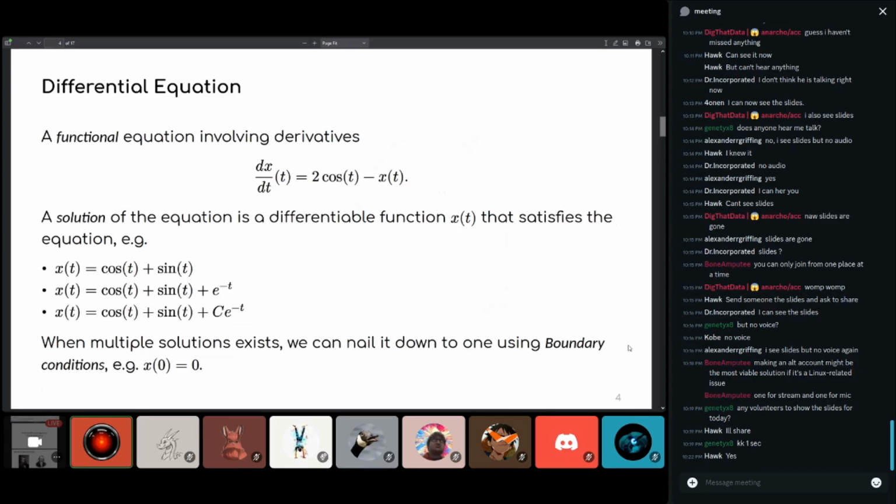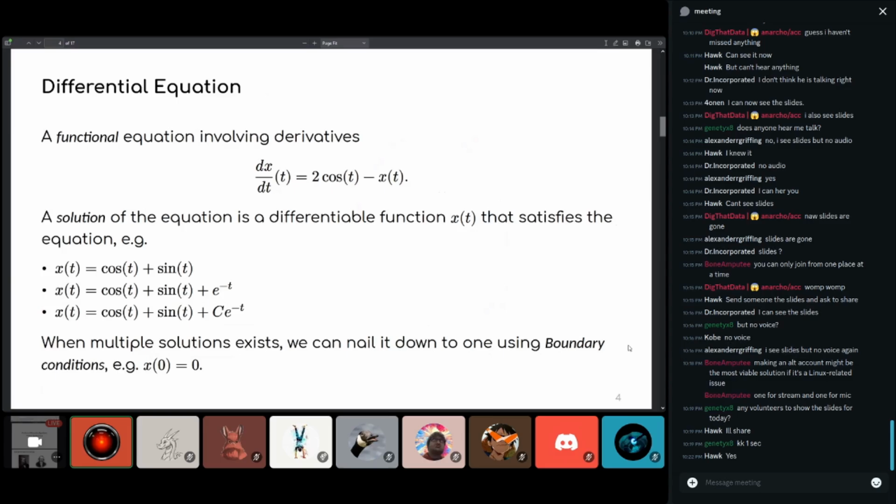And similarly, if you add an e to the minus t term, that's still a solution. In fact, if you add any term c, just a constant, times e to the minus t, that's also a solution. So here we can see that we actually have an infinite number of solutions. One thing that's important, at least in the theory of differential equations, is to ask when do we have a solution, so existence, and when do we have only one solution. That's uniqueness. I'm not going to talk about this because for most reasonable systems, we know that there's only one, and usually people don't even bother checking.